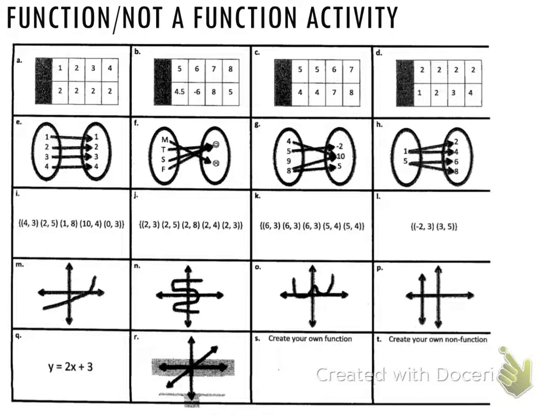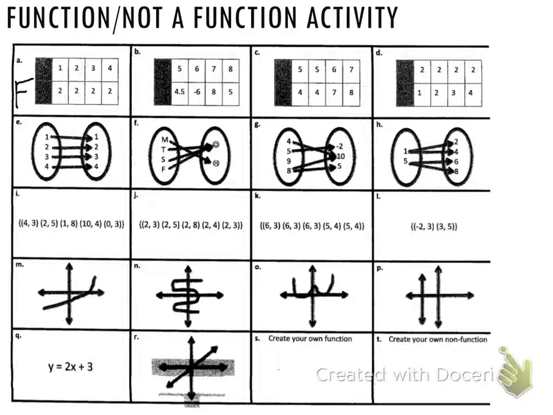Okay, I'm going to hand you a piece of paper. It's got a bunch of relations on one side, represented as tables of values, mappings, sets of ordered pairs, and graphs. You're going to tell on the other side if it's a function or not a function. So letter A: 1, 2, 2, 2, 3, 2, 4, 2. Would that be a function or not a function? It's a function because none of my x values are repeating. So on the other side of the paper, you would put A in the function column. Does that make sense? Let me pass that out, and you're going to work on it on your own for a little bit, and then we're going to go over it together.